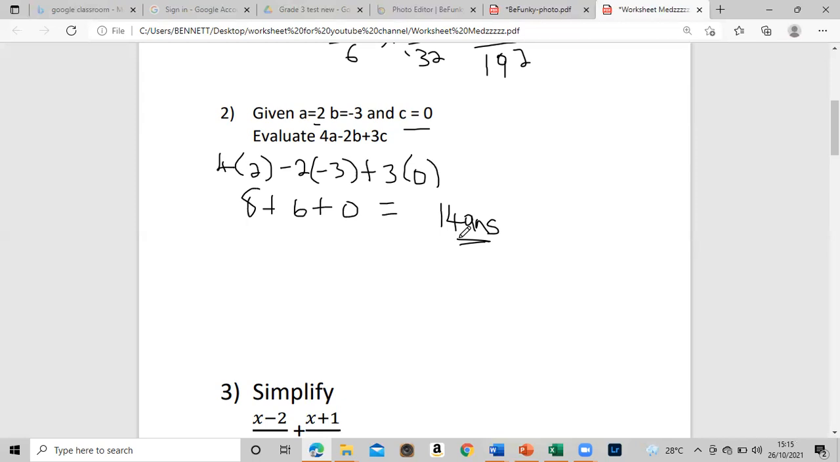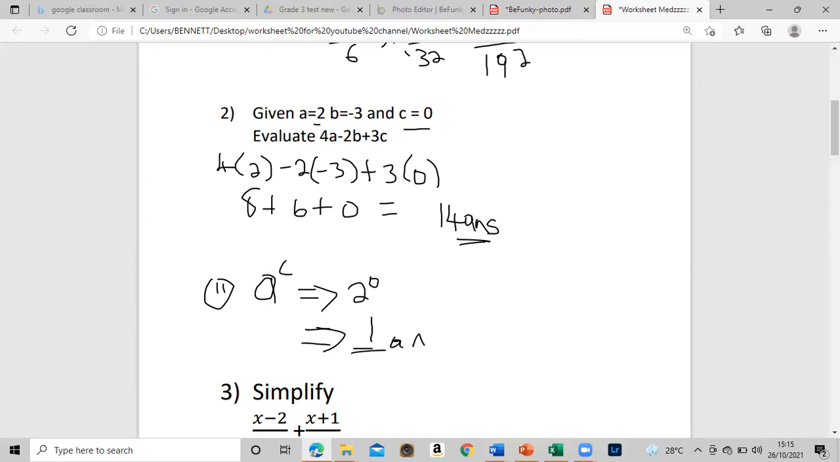Yes, a raised to the c power. So let us call this 2, and this a raised to the c power. So let's substitute the values. a is 2, c is 0. Any number raised to the power 0 is, you guessed it, 1. You won $1 million. So our answer is 1.